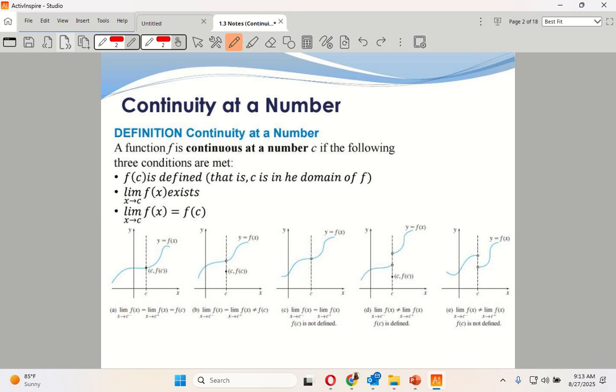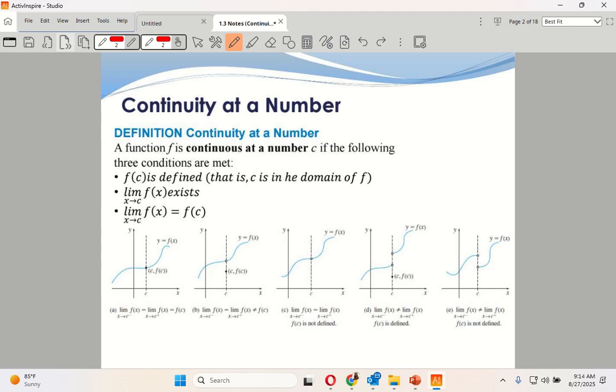Definition of continuity at a number: a function is continuous at a number c if the following three conditions are met. First, f(c) is defined, that is, c is in the domain of f. It is possibly continuous on something that is, let's say, a function like ln. ln does not exist beyond 0, or to the left of 0. There's no graph there. But I can still say it's continuous from, let's say, to the right of 0 on to positive infinity.